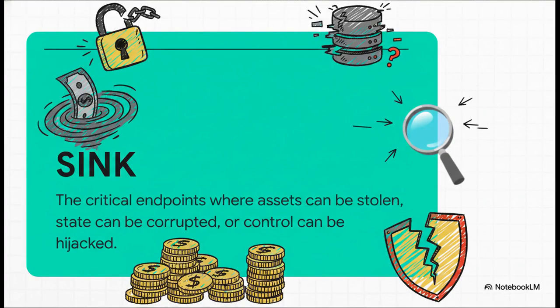And that brings us to this brilliant idea of a sink. A sink is a critical spot in the code. It's the place where the absolute worst-case scenario can happen, where assets get sent out, where admin control gets handed over, where critical data gets corrupted. If something goes wrong at a sink, it's game over.